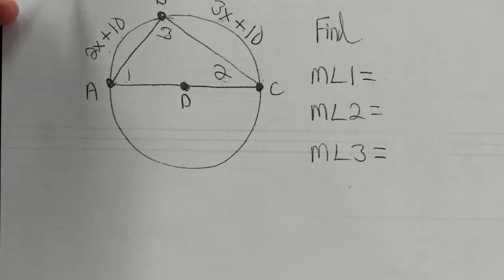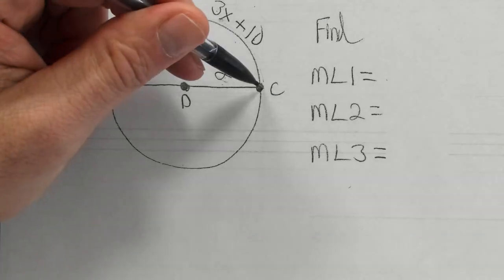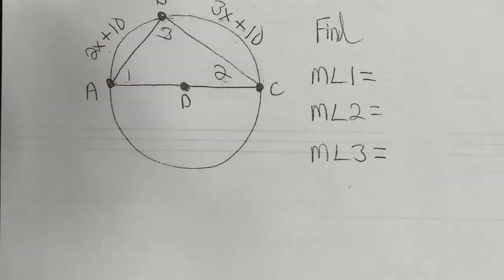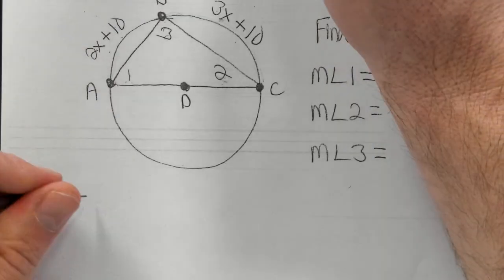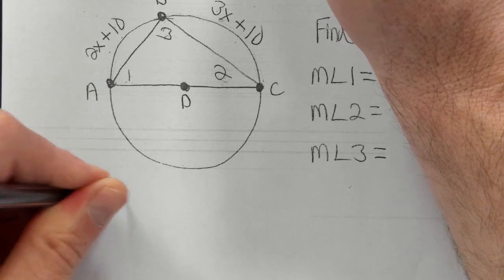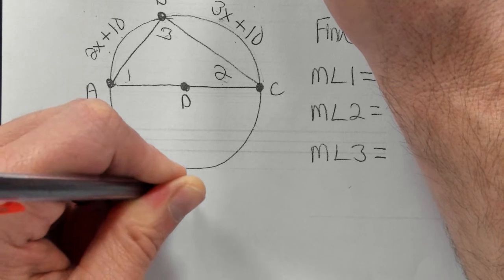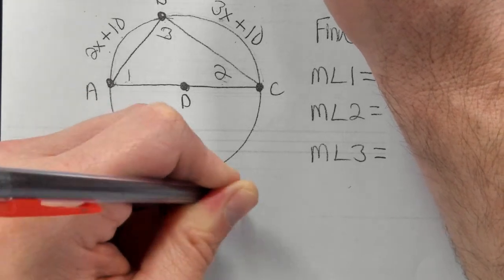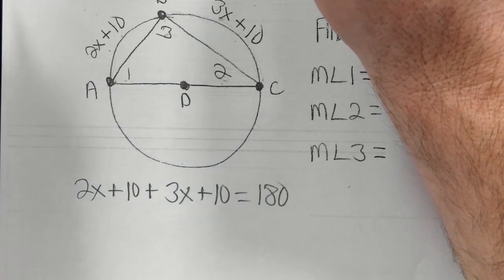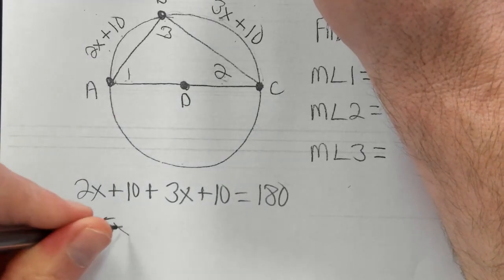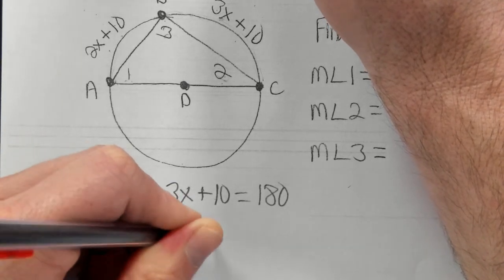Okay, so what about the equation I can set up here? This arc plus this arc makes half a circle, and half a circle adds up to 180 degrees. So this plus this should equal 180. So when I write my equation, I'm going to write 2x plus 10 plus 3x plus 10 equals 180. So there's my equation. When I add that, that's going to be 5x plus 20 equals 180.